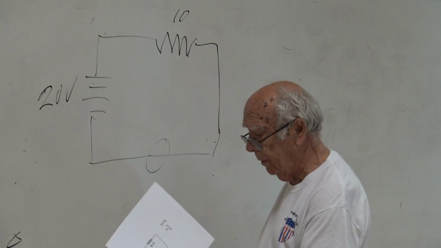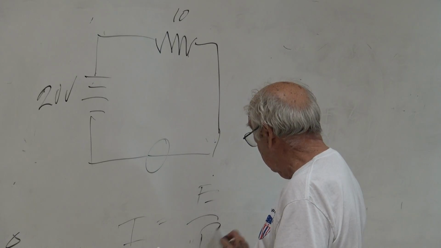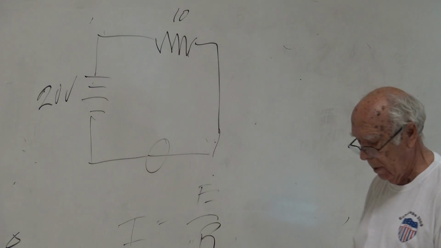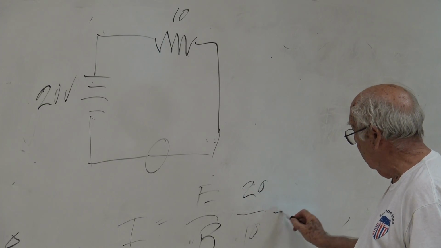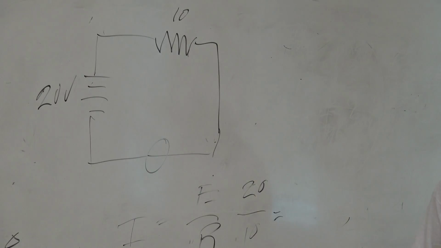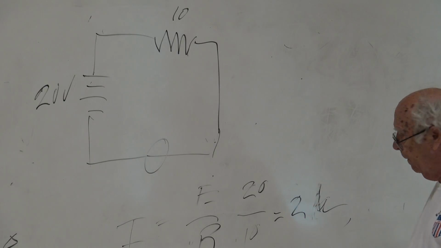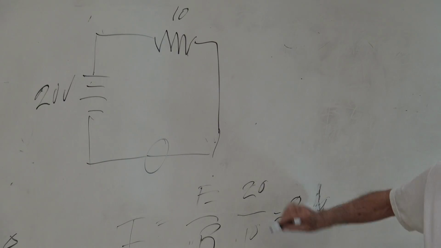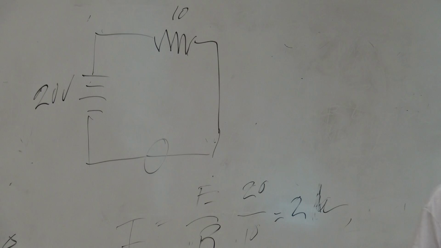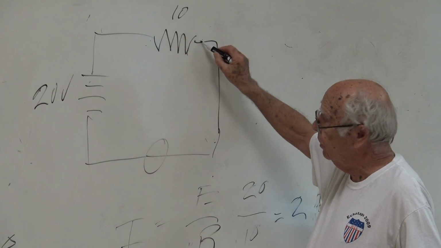So they want to know, in this example, I equals E over R. 20 over 10, and that equals what? 2. 2 amps. So volts, okay, E is volts. So if you're measuring something now, which we're going to in just a little bit, we'll measure some resistors.